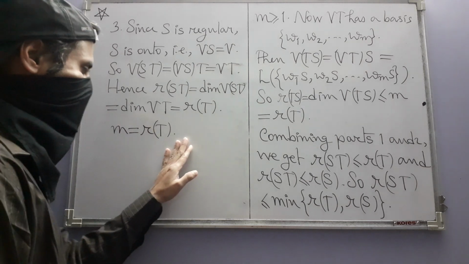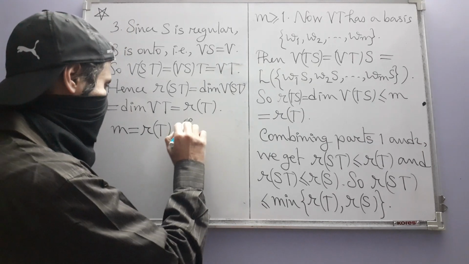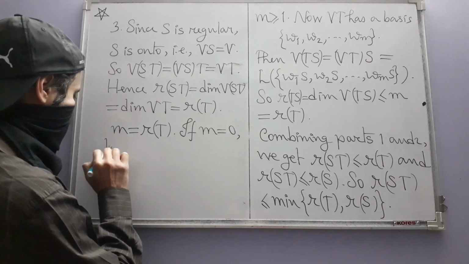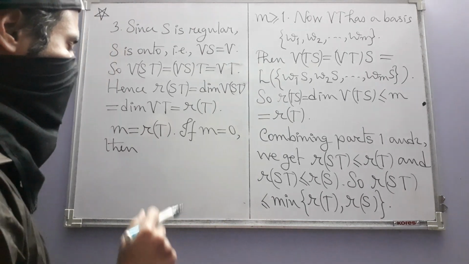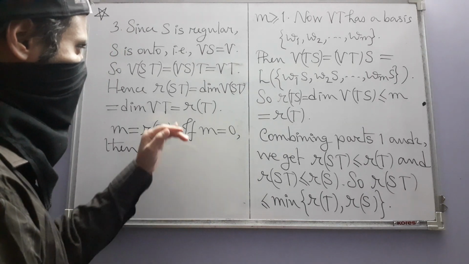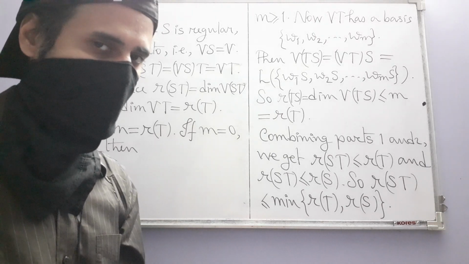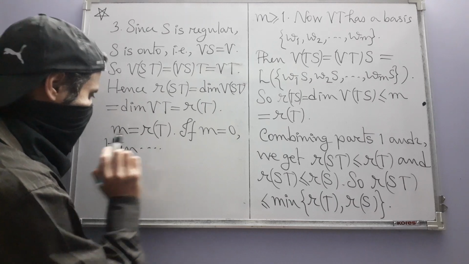Again you start like this. If M is 0, then T is 0. But if T is 0, then R of TS and R of T are both equal to 0, but anyway they are equal. So that is one case.